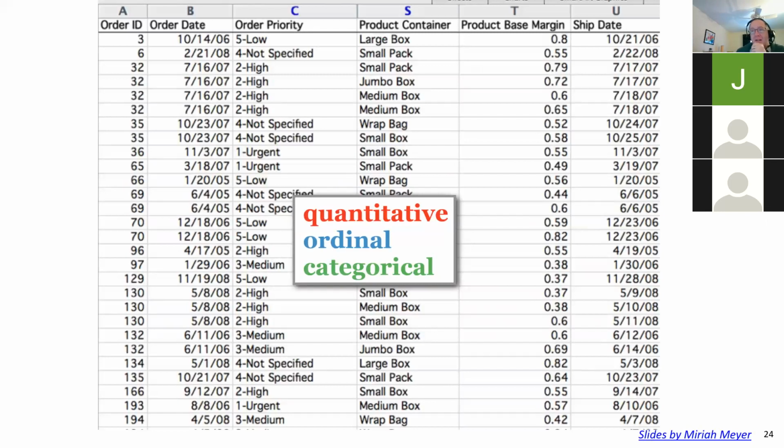So I want to look at this a little bit. I'm going to leave it up here for you to look at. Here is what we have. We have an order ID. This is just a table of data. Do we have quantitative, ordinal, or categorical data for each of those rows? So for the order ID here, what kind of data is this?